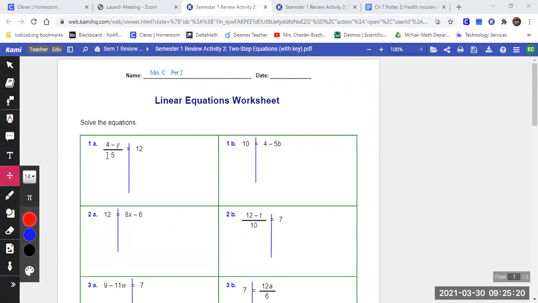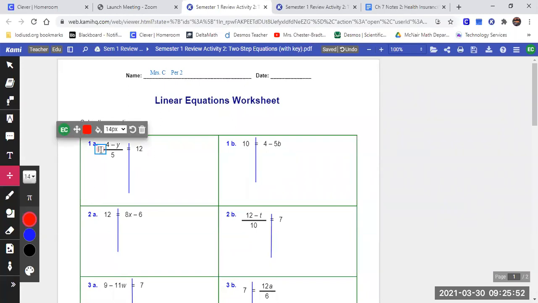So what's the opposite of dividing by 5? Multiplying by 5. So I'm going to multiply on the left side by 5. And I'm going to multiply by 5 on the right side.